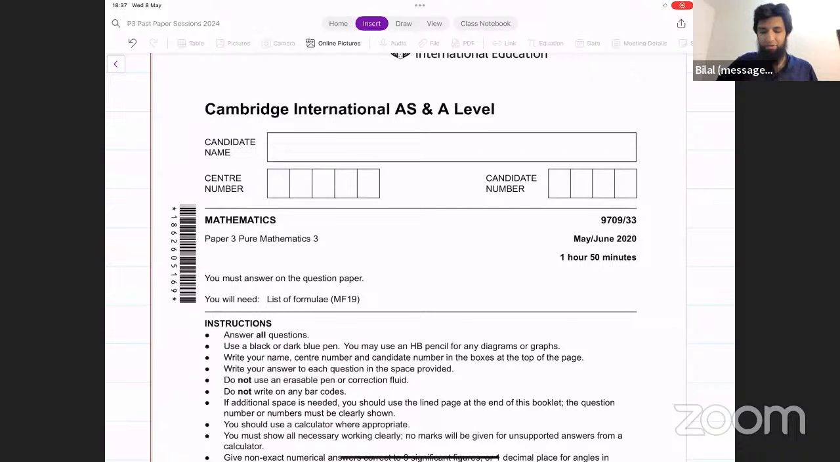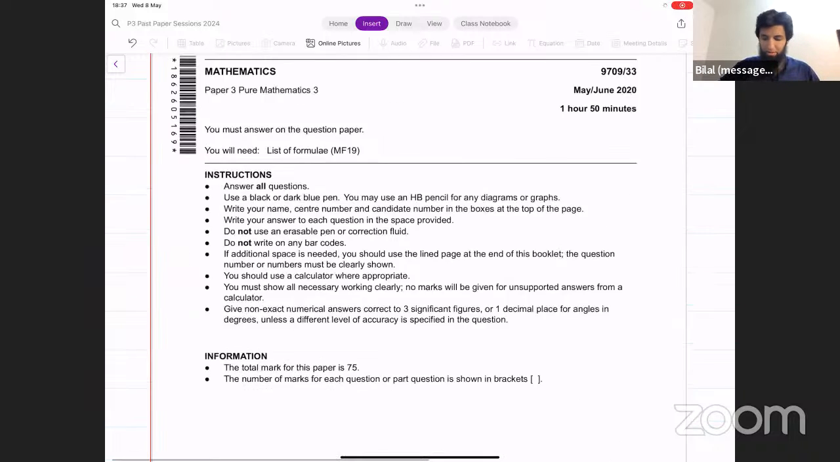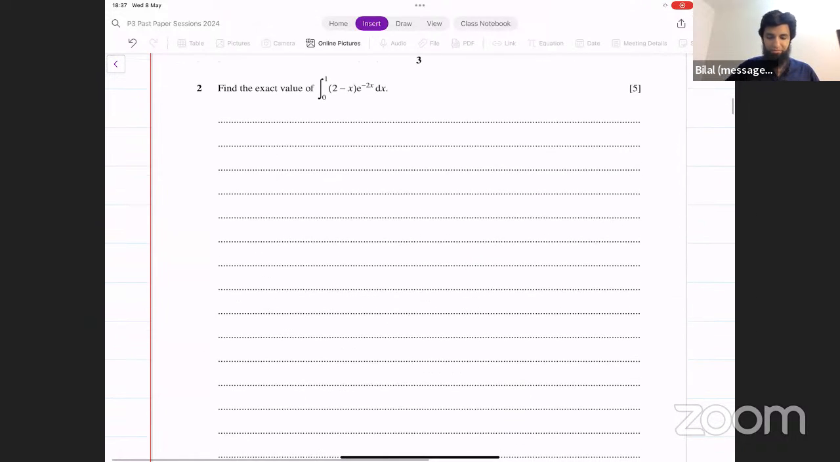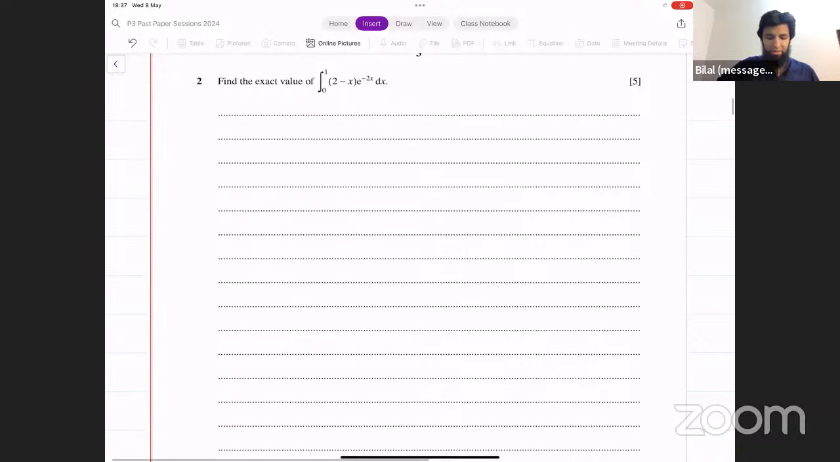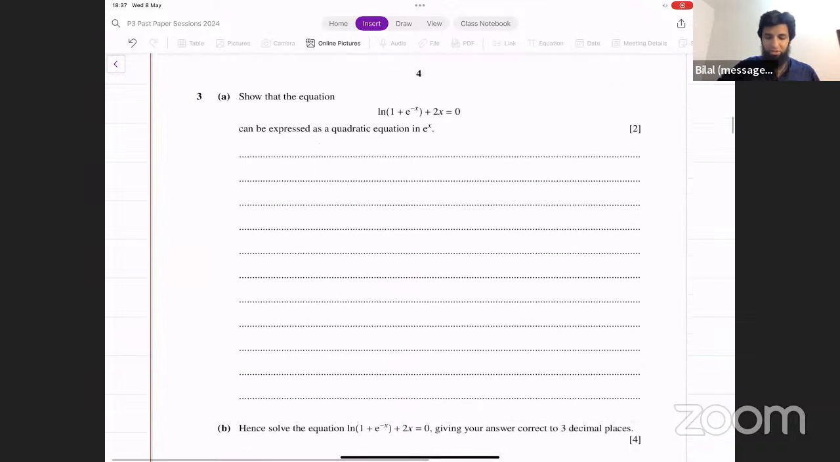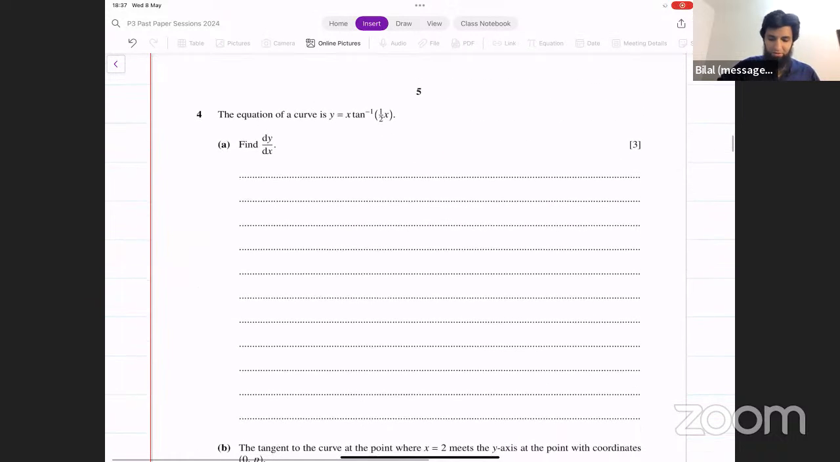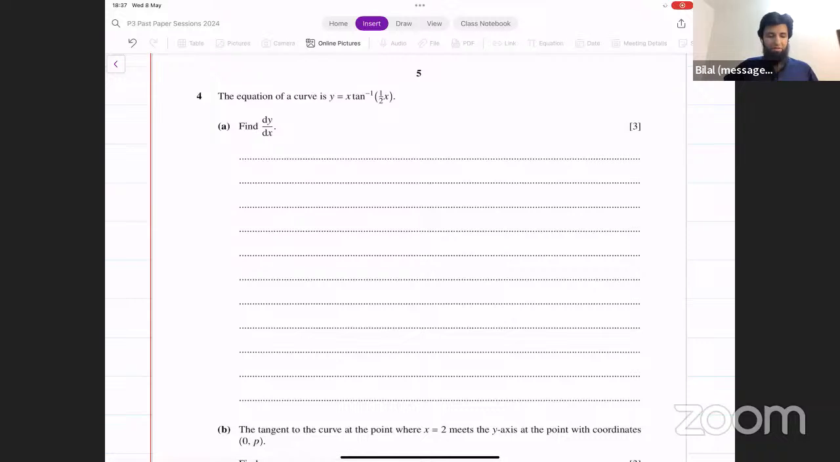June 2020, paper 3, variant 3. Okay, so I see some responses to the poll. I'll go through the questions quickly. This is an easy modulus inequality question. For this, you will just use integration by parts to integrate and put the limits. Simple log problem. Okay, some of you have asked about question number 4. Let's start with this one.